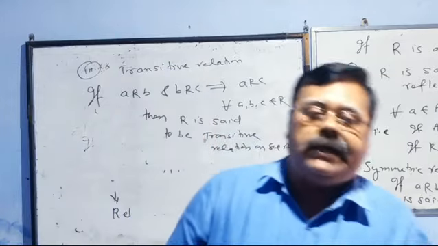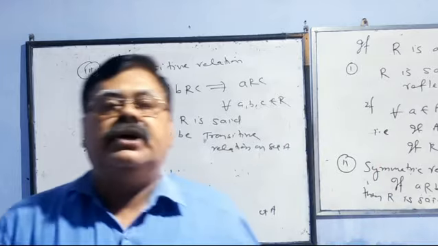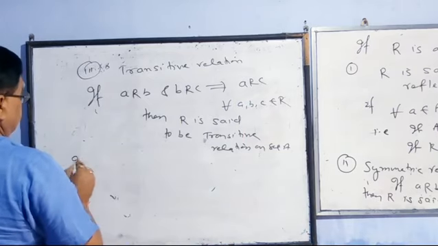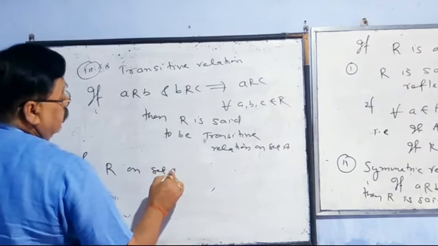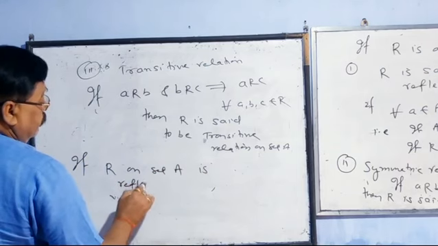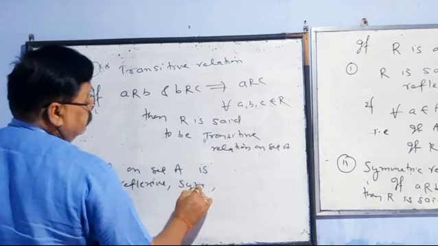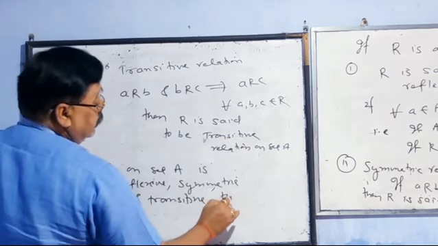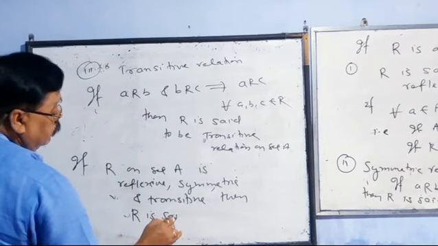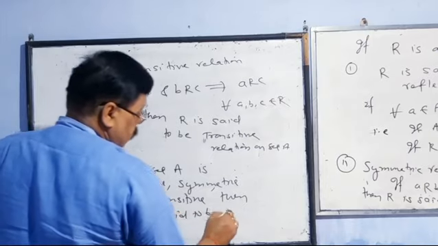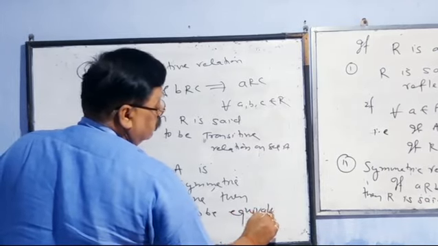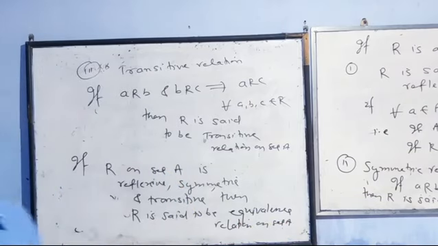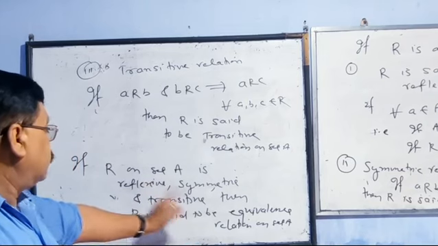If R on set A is reflexive, symmetric and transitive, then R is said to be an equivalence relation on set A. So for an equivalence relation, it should be reflexive, symmetric and transitive.